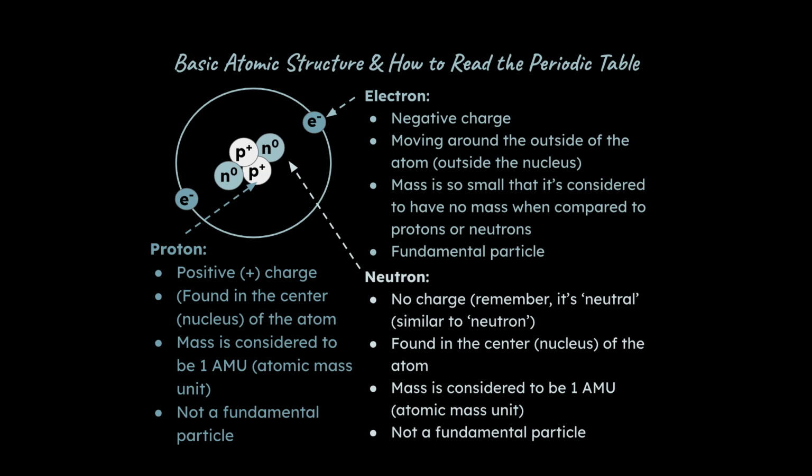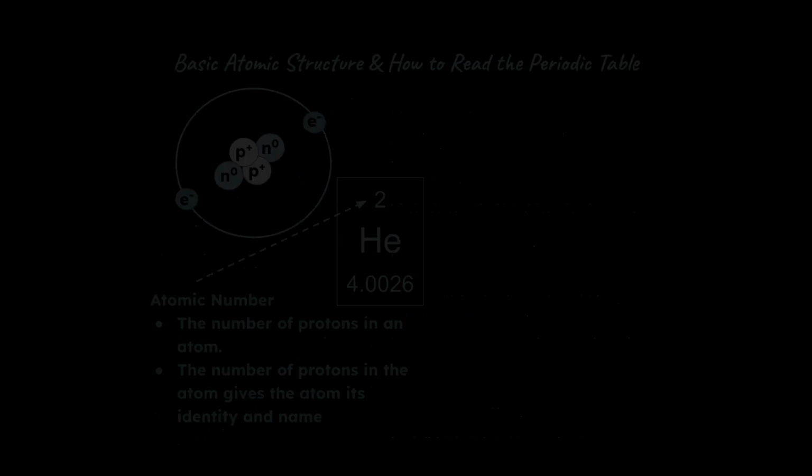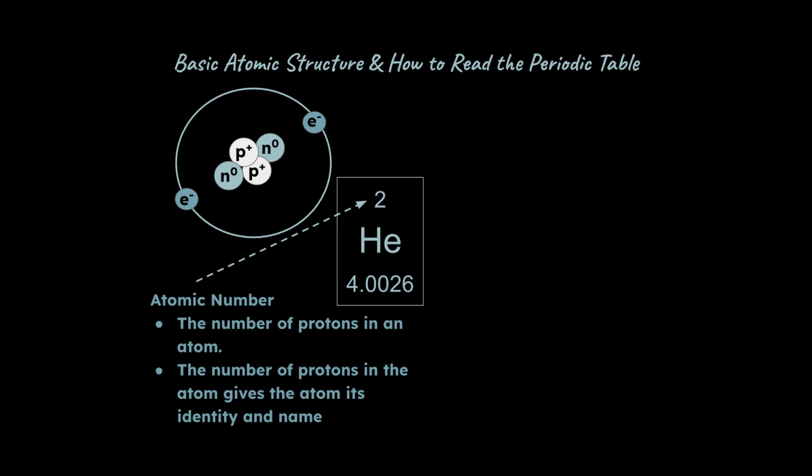Alright, so that's a little bit of background about the pieces or the subatomic particles of an atom. Let's talk about the periodic table and what you might see on the periodic table. So in a very small section of a periodic table, you might see a box. And inside that box you're going to see more or less 3 things.